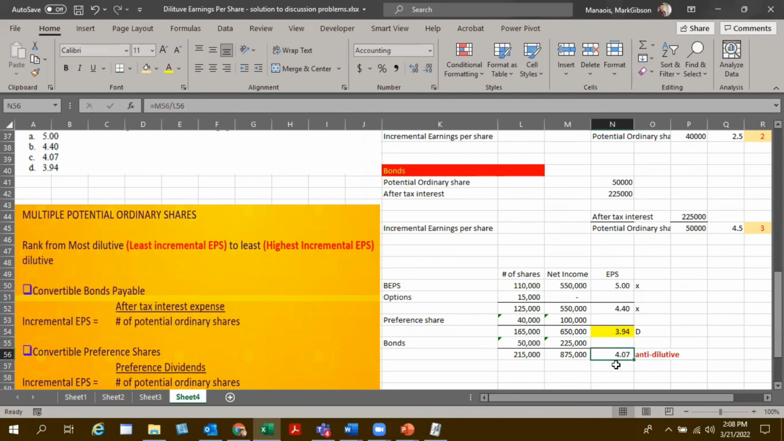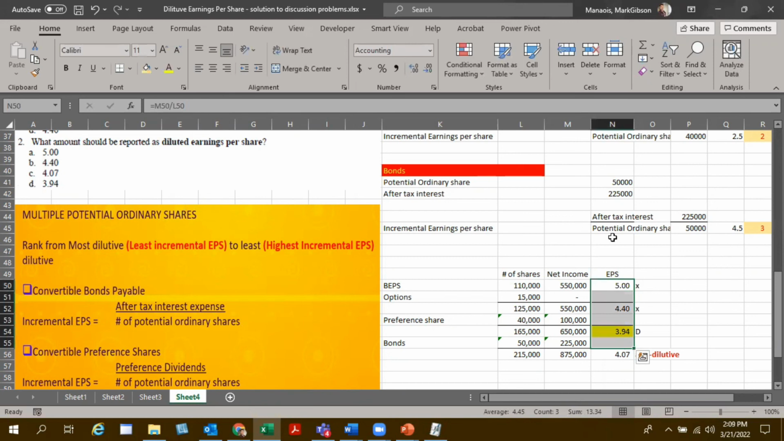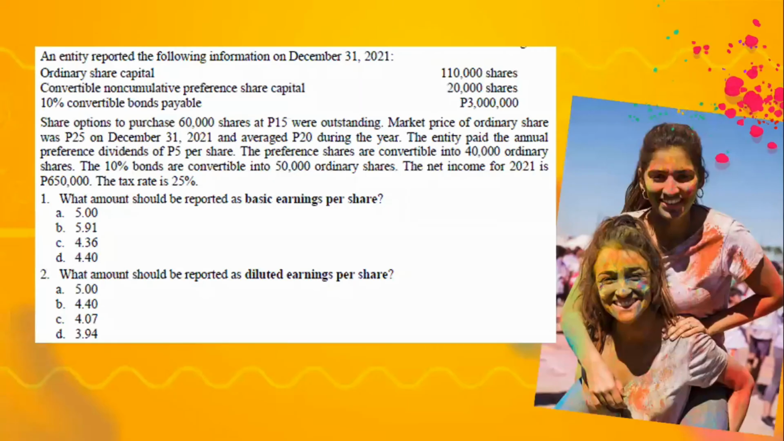Be careful, kasi that 4.07 is also given in the choices. 5 is also given. 4.40 is given. So this is very tricky. That's why sabi na palagi, financial accounting and reporting is the silent killer. Kasi nga, imagine, lahat na na-solve mo, nandoon. So you have to be very careful in applying the standards. So in this case, it should be 3.94 or letter D. So that's problem number 4.